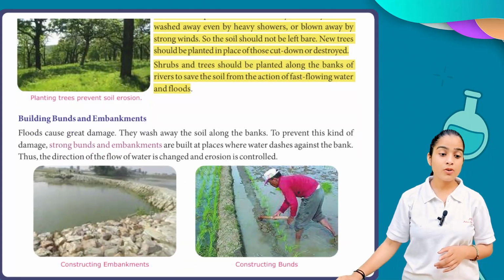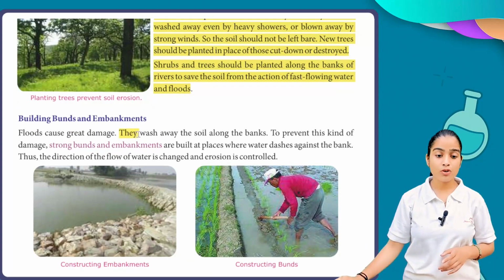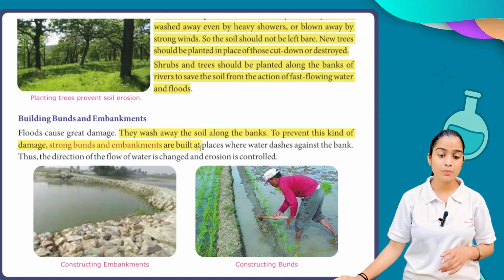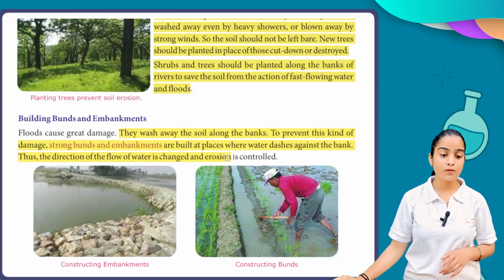So floods cause great damage. They wash away the soil along the banks. To prevent this kind of damage, strong bunds and embankments are built at places where water dashes against the bank. Thus the direction of the flow of water is changed and erosion is controlled.